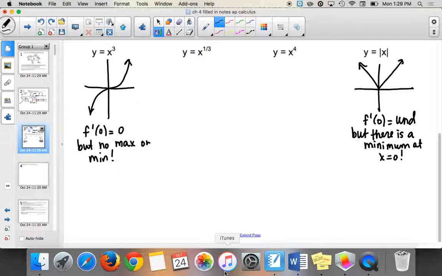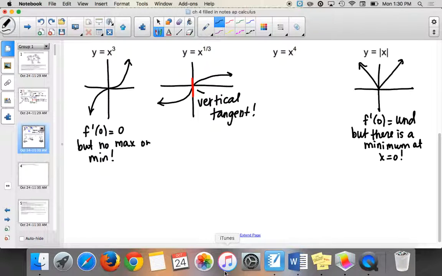And then x to the 1/3, do you guys know what x to the 1/3 looks like? It goes like this. And what happens for this one is temporarily, just like x cubed had a horizontal tangent, x to the 1/3 has a vertical tangent. It's the inverse of x cubed. So there's a vertical tangent. So that means that f prime of 0 is undefined, right? But there's not a max or a min. So not necessarily always a max or min there.